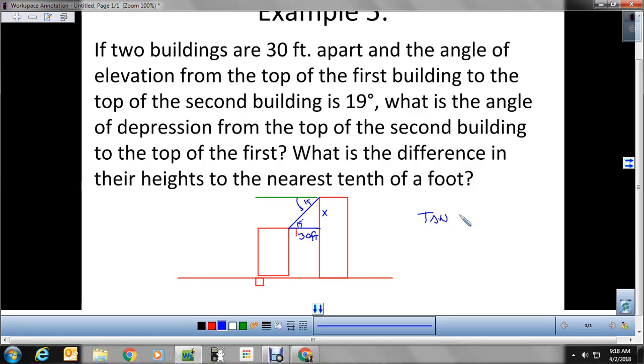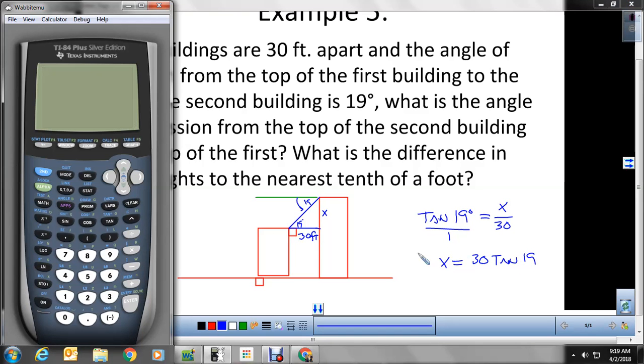Tangent of 30 feet, and we don't need the feet. We'll go ahead and take that off. 30 is equal to, and there I go making a mistake again. Tangent of 19 degrees is equal to x over 30, opposite over adjacent. Put it over 1 and cross multiply. So 1 times x is x, and then we get 30 tangent 19.